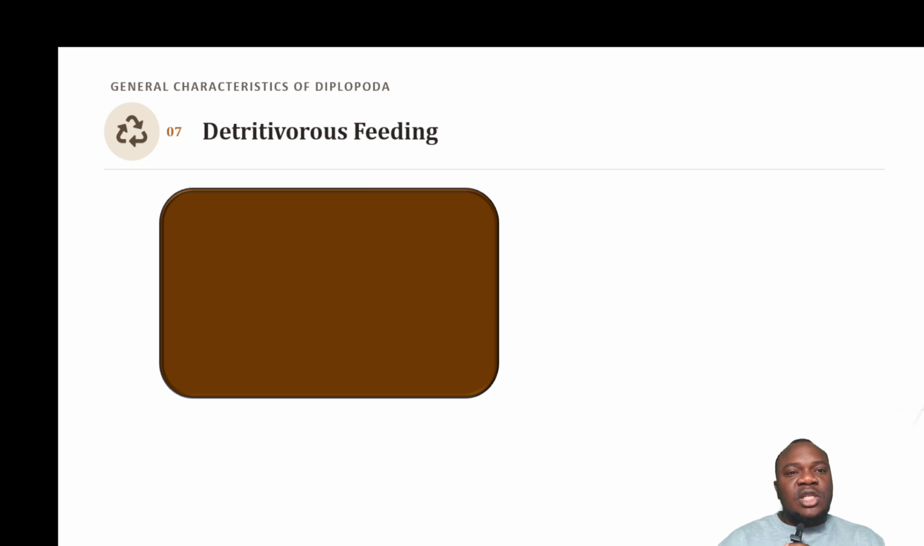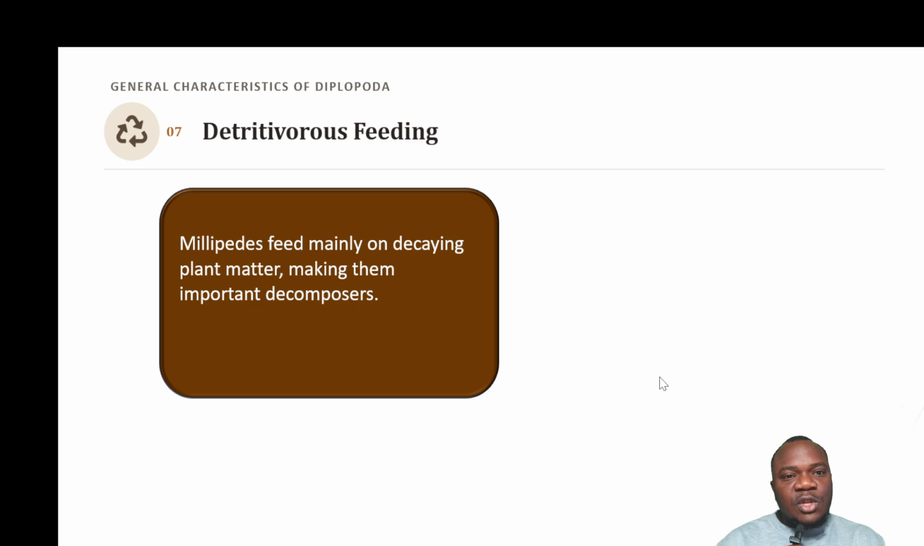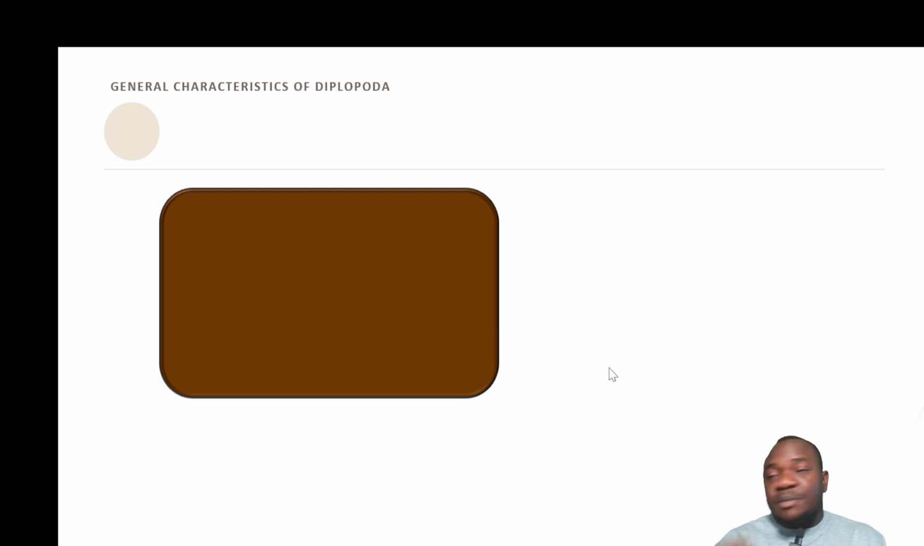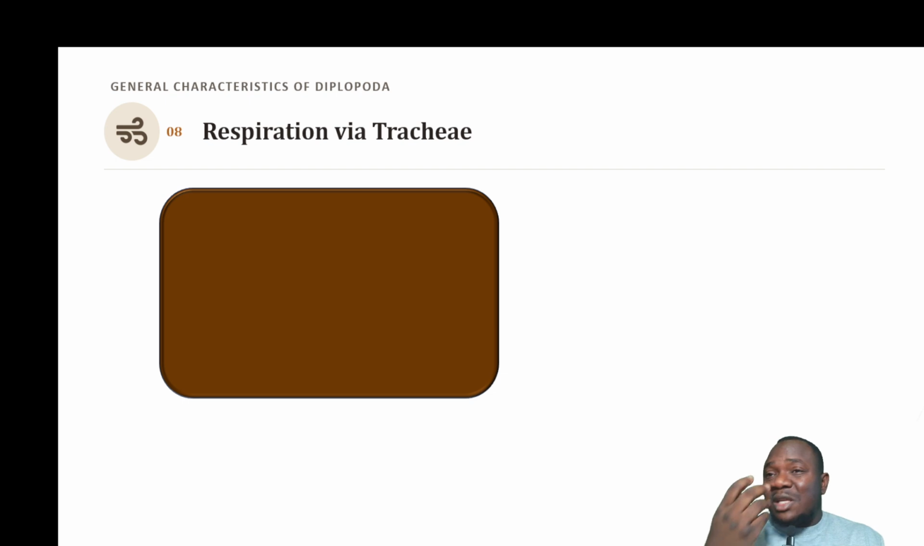They are also known for detritivorous feeding, because they feed on decaying plant matter. Once plants fall to the soil, they tend to decay. They feed on that decaying matter, and this makes them a very important decomposer. So they help to clean the environment by eating the wastes we have in the environment. They also serve as a garbage collector to a certain degree.